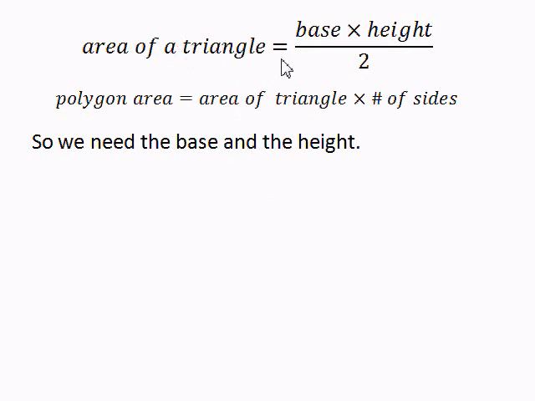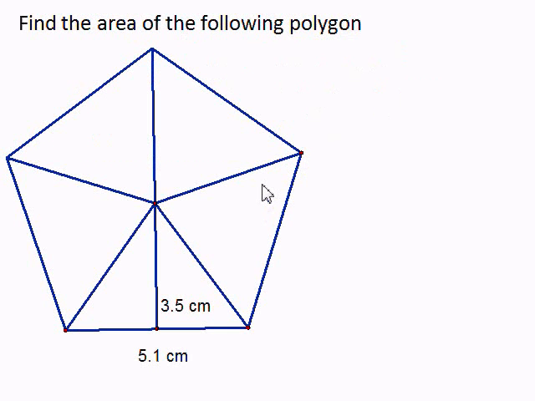As a reminder, the area of a triangle is base times height divided by 2. And what we're going to do is find the polygon area. Polygon just means many sides. We do that by finding the area of a triangle inside of the polygon and multiplying it by the number of sides, because that's going to be the same as the number of triangles. So what we're going to need to find is the base and the height of any one of the triangles inside of that polygon. So we're going to find the area of the polygon below.